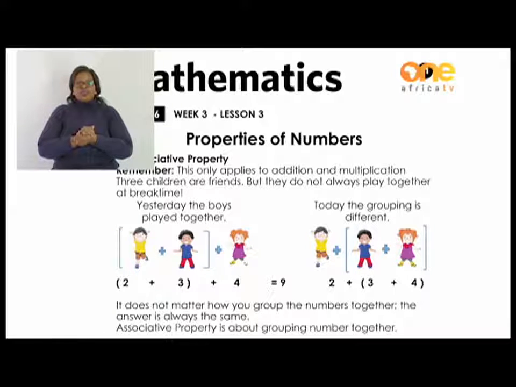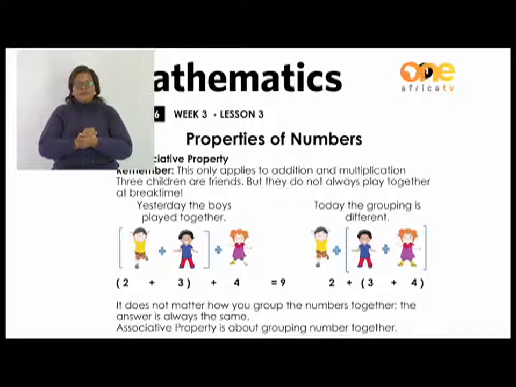What does that mean? To associate means a grouping. Coming together. Are we together? So associative property has to do with grouping. Sometimes you will hear your parents say, I don't want you to associate with wrong friends. What do they mean? Don't group yourself with wrong friends because they will influence you.